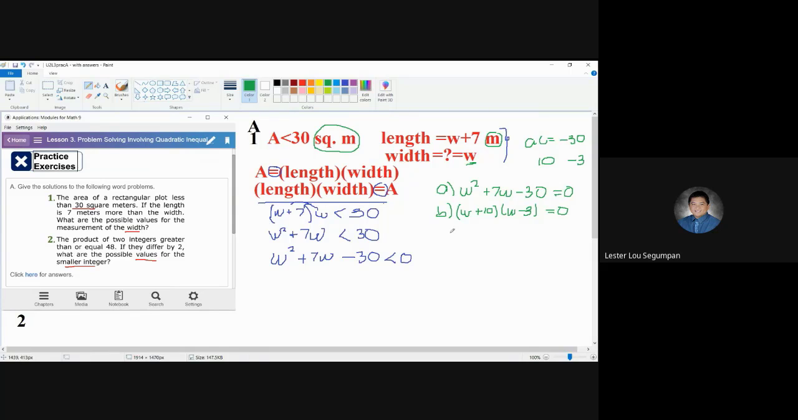So you get the factors using the zero factor property. This expression will be equal to 0 if any or both of the factors will be equal to 0. The first is W plus 10 equal to 0, so W is negative 10 when you subtract both sides. W minus 3 is equal to 0, and add both sides by 3. So you have W is equal to 3. So these are now the roots of this representative quadratic equation.